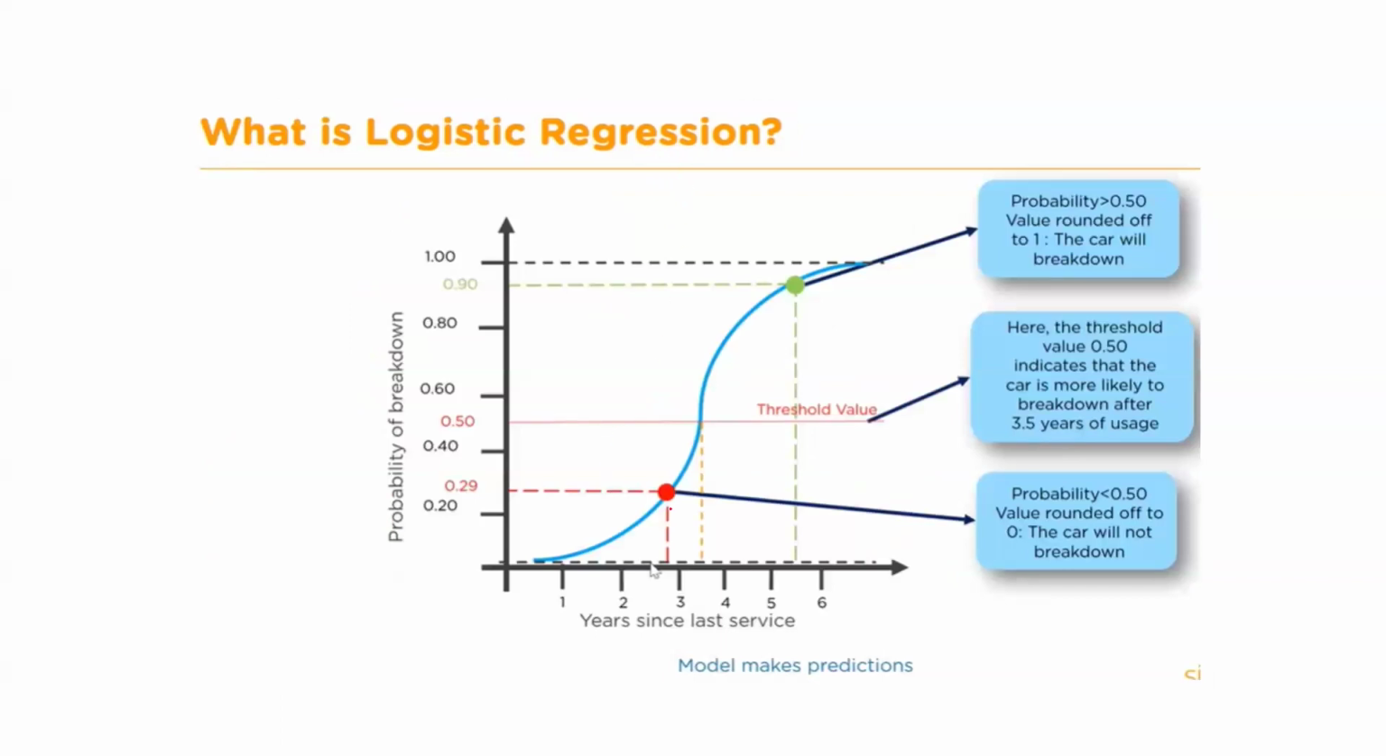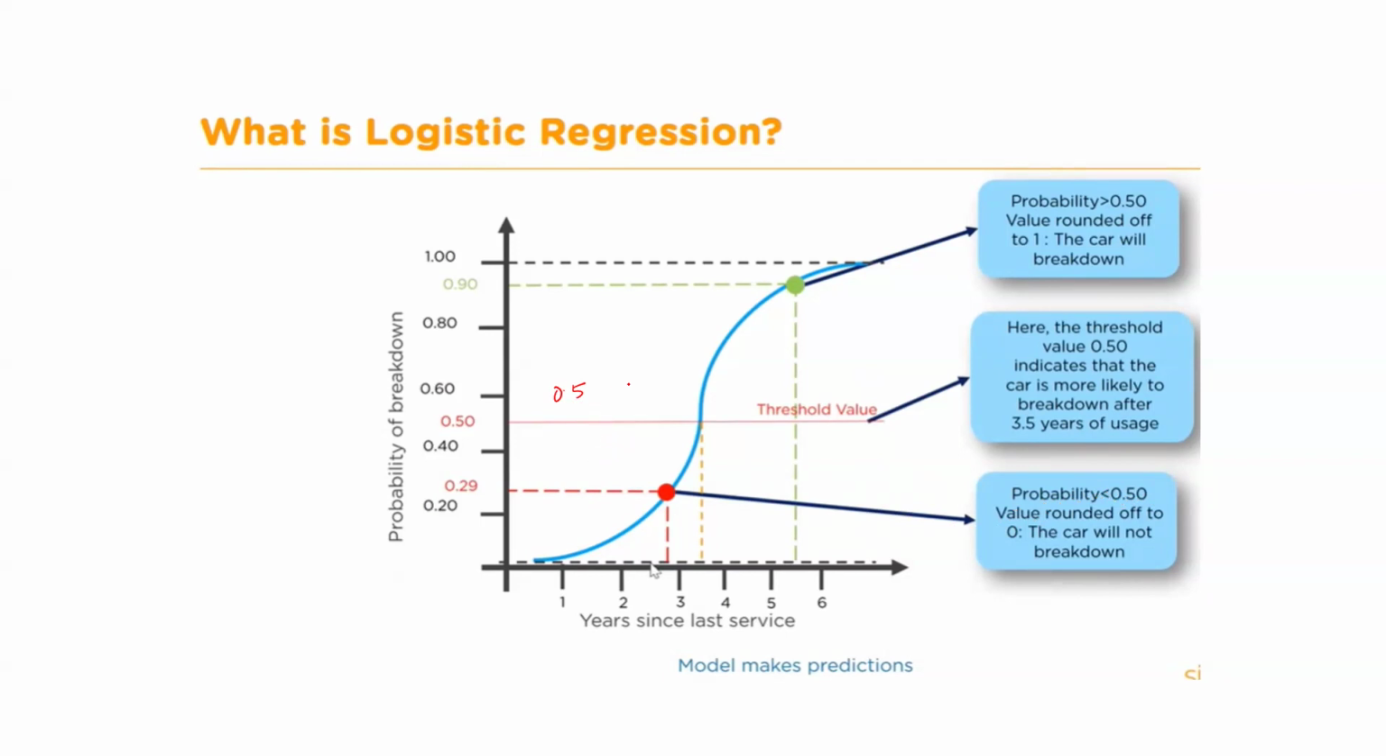Now, we have found the logistic regression and we have set a threshold of 0.5. And see here, after about 2.5 years, the probability is less than 0.5, and the value is rounded down to 0. Whatever the threshold value is, 0.5, we can round it off to 0 and conclude that the car will not break down.